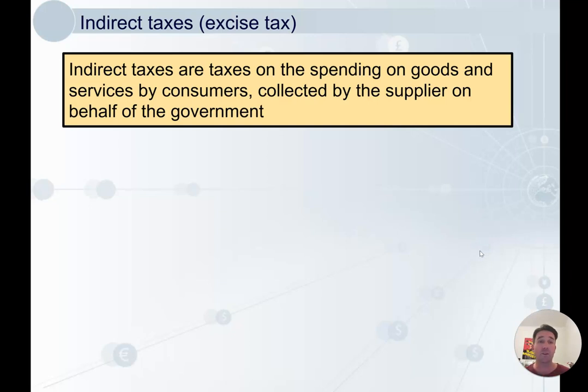Okay, we'll look at indirect taxes first. So this is a definition. You will need to know a definition of this. Taxes on the spending on goods and services by consumers, and they're collected by the supplier on behalf of the government. So that means they're collected by the supplier and then they give that money to the government.